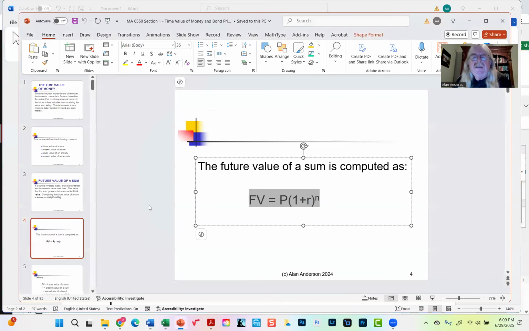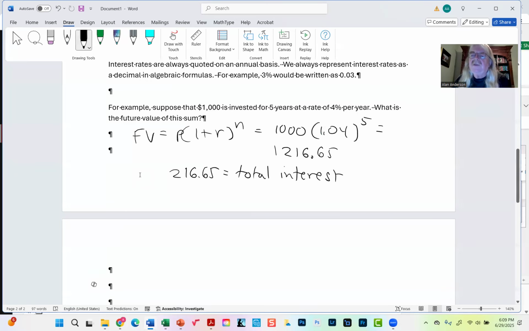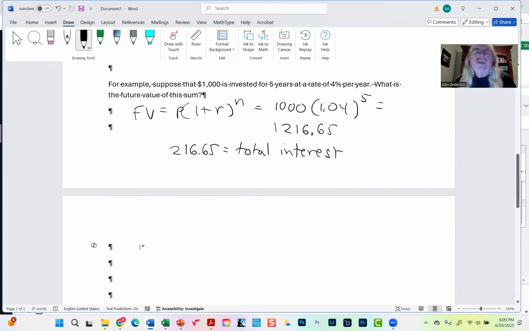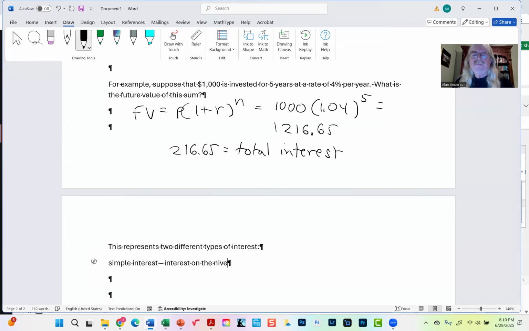Okay, so now it turns out we might as well discuss this now because it's going to be important. There are two basic kinds of interest that I've just earned. It's true that I made 216.65, but we can break this down into two other types of interest. We have what's called simple interest, which is interest on the invested principal. And we have something called compound interest, which is interest on interest.